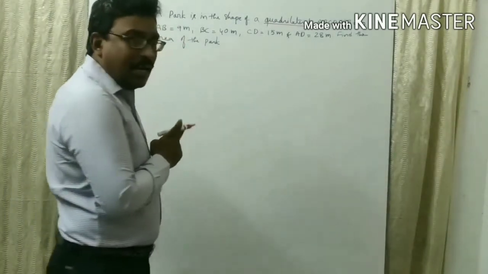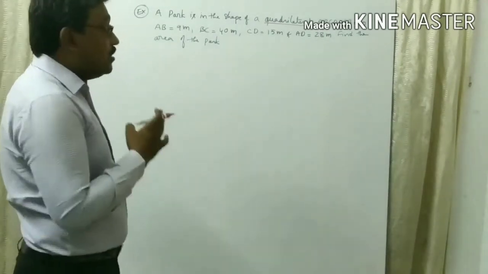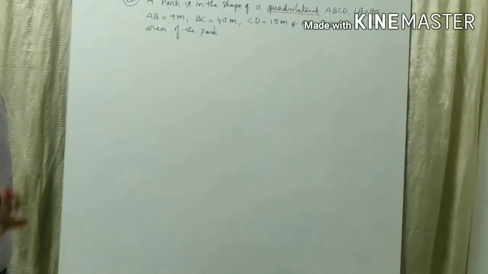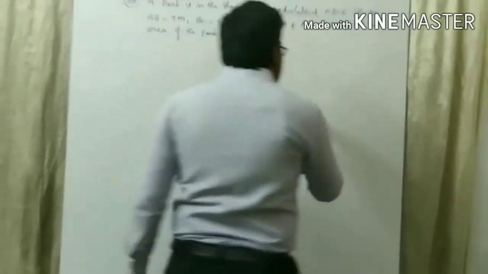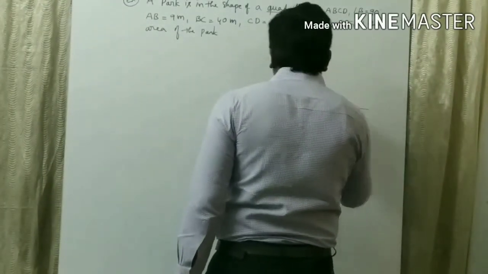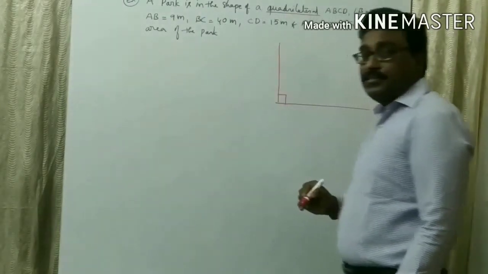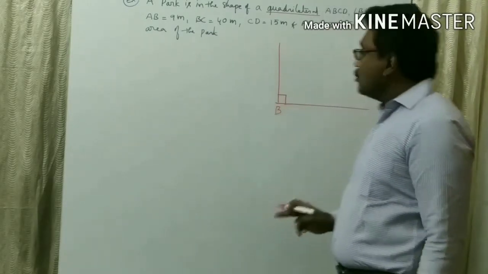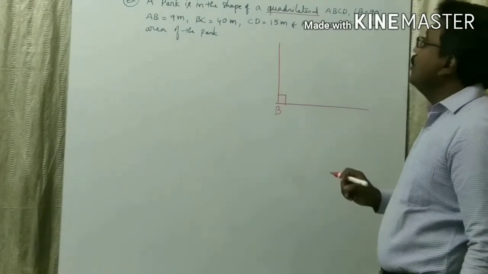Here the quadrilateral diagram is not given in the question. We have to draw the quadrilateral. It is not a rectangle, not a square, not a rhombus, and not a parallelogram. He mentioned only that it is a quadrilateral, and angle B is 90 degrees. So 90 degrees is always like this, a perpendicular line. Damn sure it is 90 degrees.